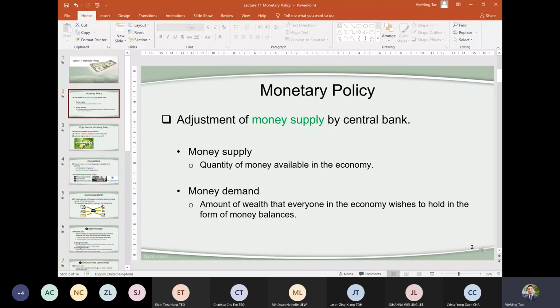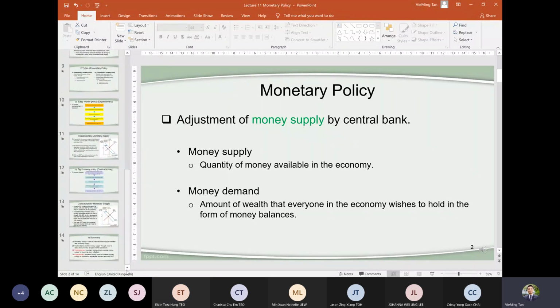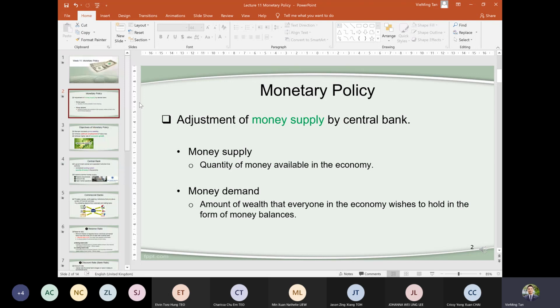Okay, so this is the last chapter for this unit. The reason why we cover this chapter separately, and don't combine it with the fiscal policy, is that we don't want to confuse you. We want to ensure that you are clear with the fiscal policy first, in order to prepare you for your online quiz 3. So monetary policy is only covered today.